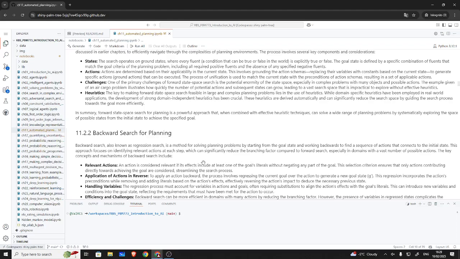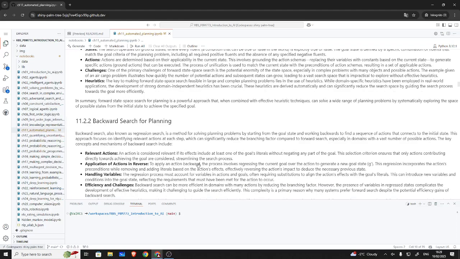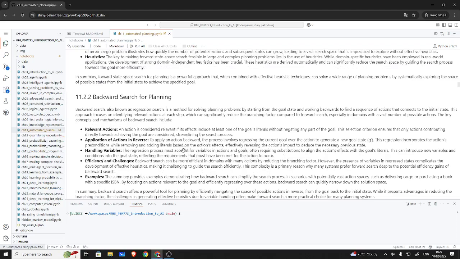Of course, when you're doing regressive planning, you probably need to account for some new variables, some new intermediate goals in between. So it can be more efficient when you have many possible actions, because you will be able to reduce the branching factor. That's good. But again, the book says that effective heuristics, effective rules, are simpler to make for forward search.